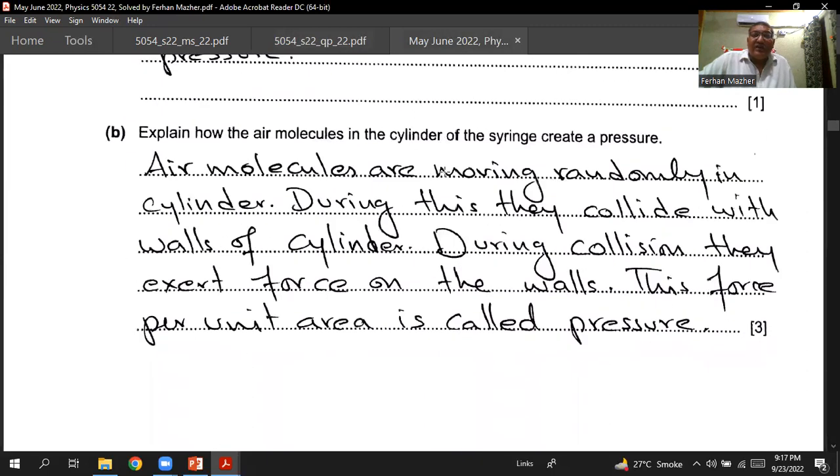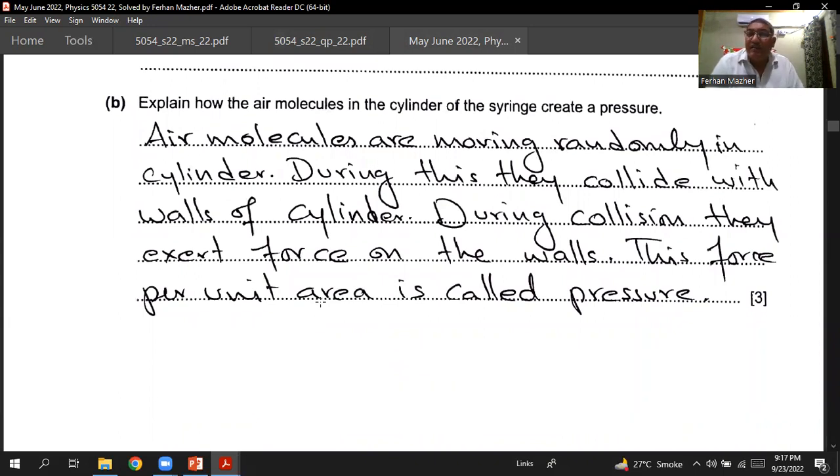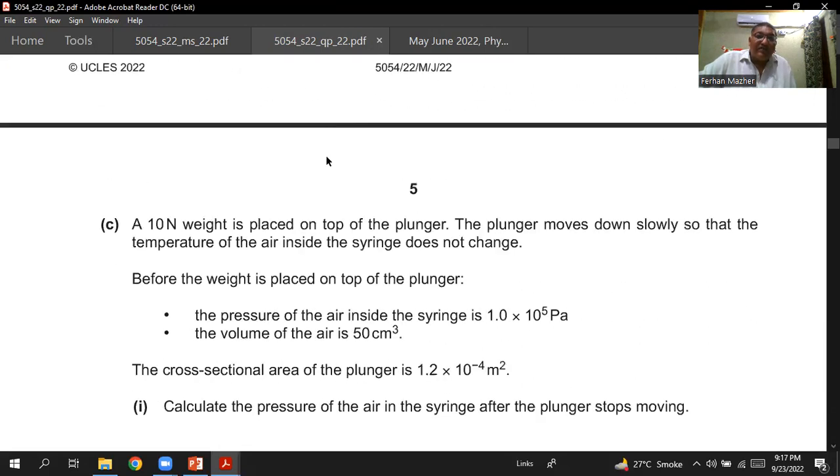So let me show you my answer. Air molecules are moving randomly in the cylinder, or you can say syringe. During this, they collide with the walls of the cylinder. In the place of the cylinder, you can choose the word syringe. During collision, they exert force on the walls. This force per unit area is called pressure. Okay, so we are going to the next question.